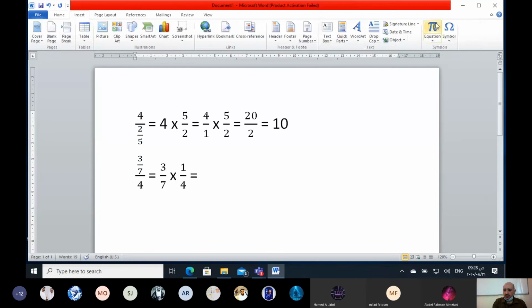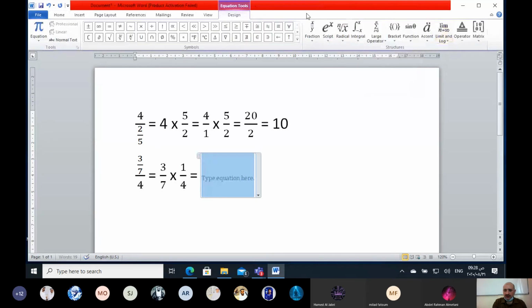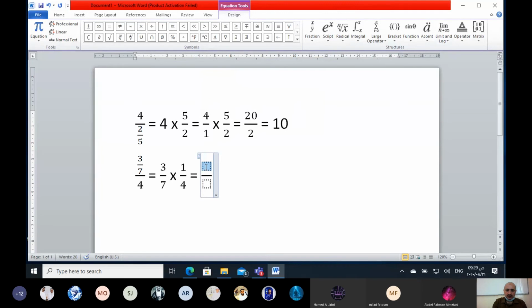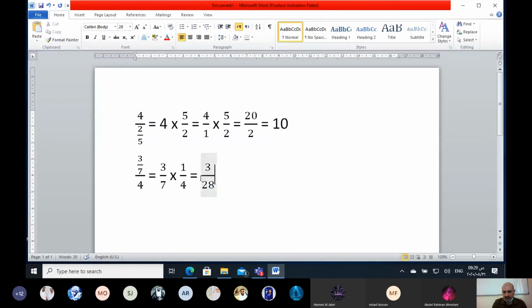Now what do I have? We multiply a fraction by a fraction. How to multiply fraction by fraction? 3 times 1 will be 3. We multiply the top by the top and the bottom by the bottom. And 7 times 4 will be 28. So the last answer here is 3/28. So this is our lesson today.